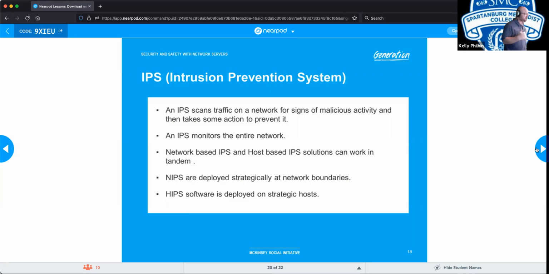HIPS would be on the system itself, and you would deploy that only on specific or strategic hosts to kind of monitor those.